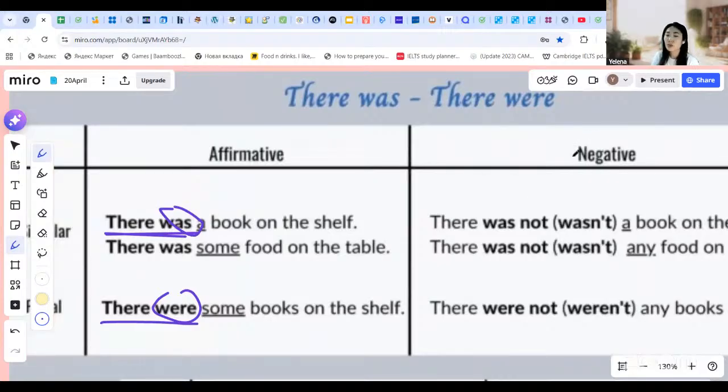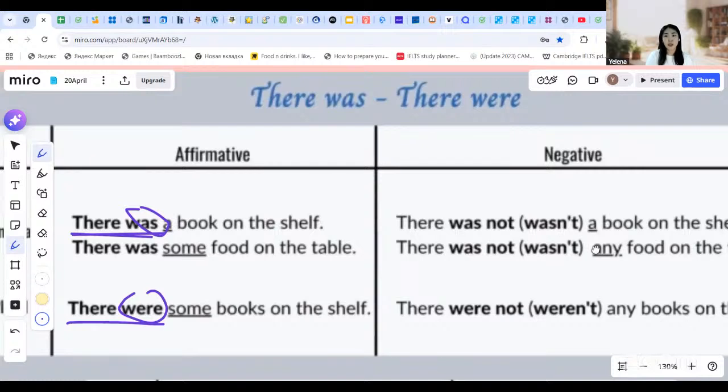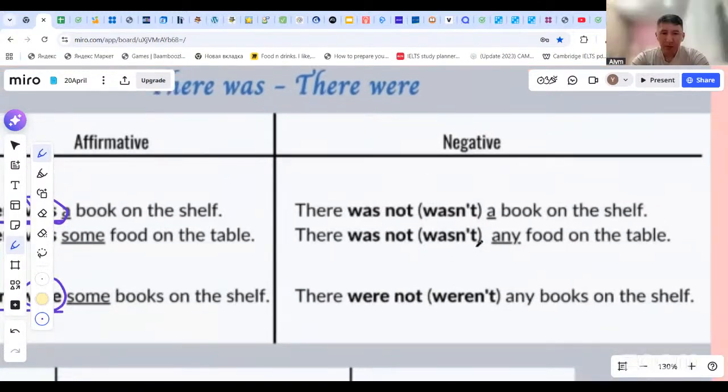Now let's have a look at negative sentences. Saihan, what happens? There wasn't a book on the shelf. There wasn't any food on the table. There weren't any books on the shelf. That's right. So we use a negative word, not, which is added to was or were. Mostly we use contractions, wasn't or weren't. There is one more thing that you should pay attention to: the article a, because we talk about singular things.